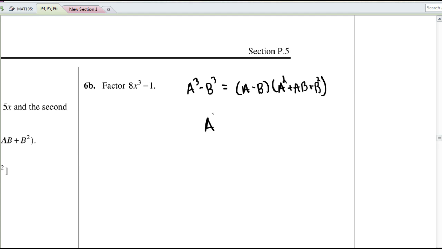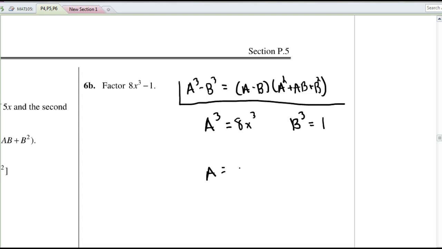But how about this one? Well, we have a to the third power. That's looking like 8x to the third in the problem we have at hand. And then b to the third power, that's just looking like regular old 1. So that makes regular a equal to 2x. Cube root of 8 is 2. Cube root of x cubed is x. And regular old b equal to 1. So a squared gives me 4x squared. And b squared is just 1. So our b line is pretty simple this time. How about ab? a times b in this case is just 2x times 1, or 2x. So we get the factorization. I'll write it down here.